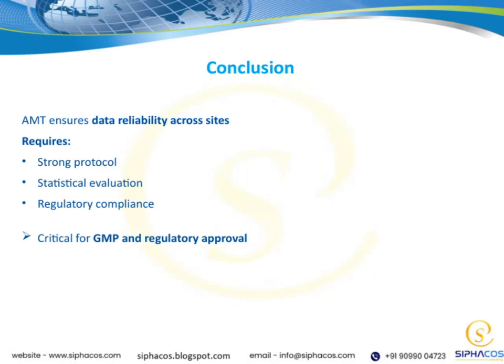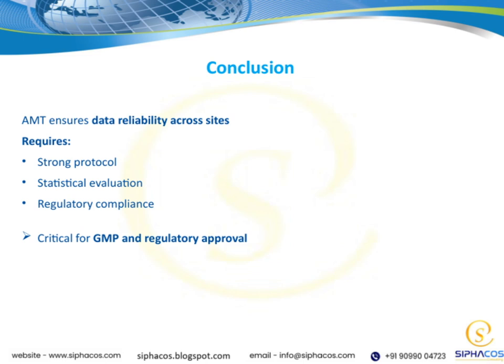Let's wrap up with the conclusion. AMT, or Analytical Method Transfer, plays a crucial role in ensuring data reliability across different sites. This consistency is vital for maintaining quality and confidence in our results. To achieve this, it requires a strong protocol, something clear, detailed, and well-structured to guide the entire process.